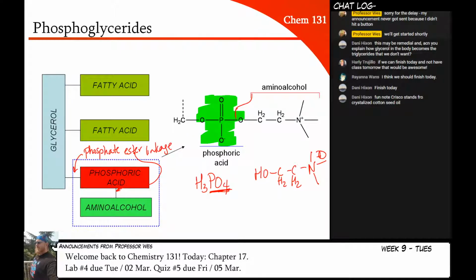Now, the phosphoric acid is going to be really soluble in water because it has this right here, and the amino alcohol also has a charge here. So you might think, oh, okay, this increases solubility. But we're going to talk about something called a Zwitter ion, which actually has a very interesting property. We're going to talk about that in the protein section and also in the lab for next week.